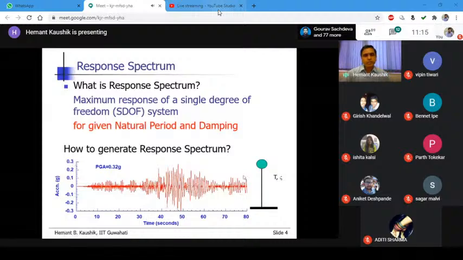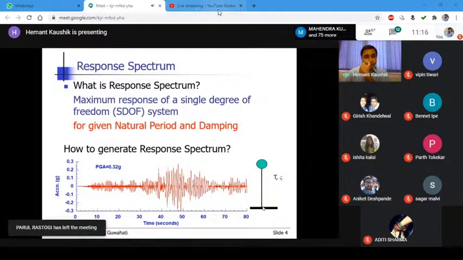For example, for this ground motion I have considered, the peak ground acceleration, PGA, is about 0.32 g. You can see this number here, this is the peak ground acceleration, right? So I will take this earthquake. The second thing required is the natural period of vibration. The third thing is the damping.